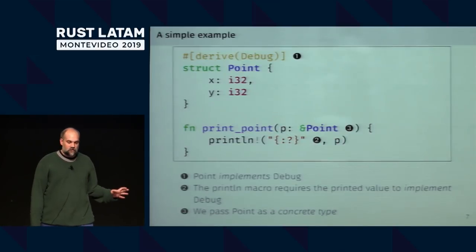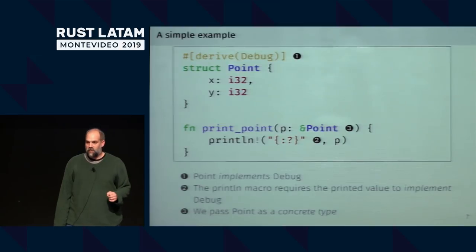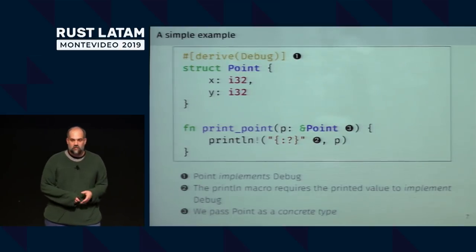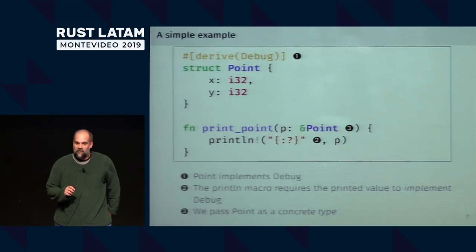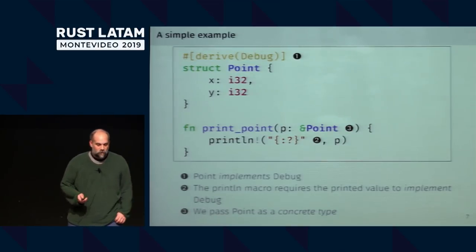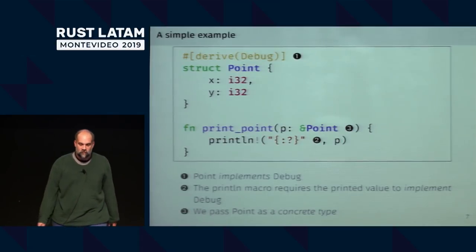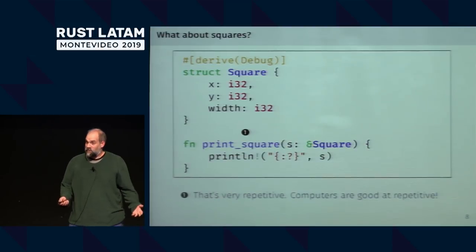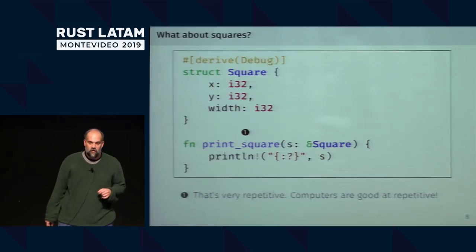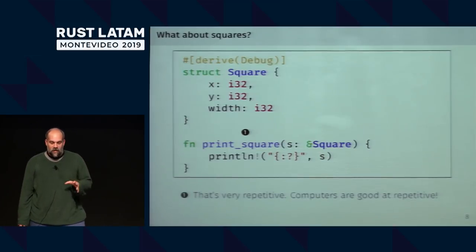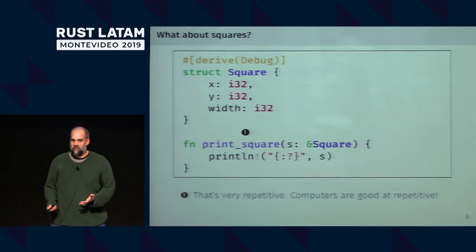The most important thing here is that this Point implements Debug, because our println macro requires that things we print using the question mark syntax are Debug. But this version of the function just takes a bare Point. So what if I have squares? I have a Square. It has an x and y position and a width. That's enough to describe a square. And I can write a print_square function that takes a Square and does exactly the same thing.